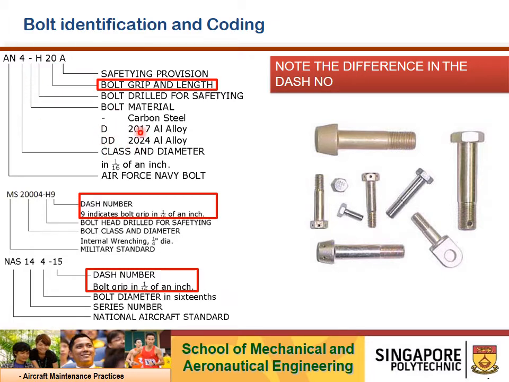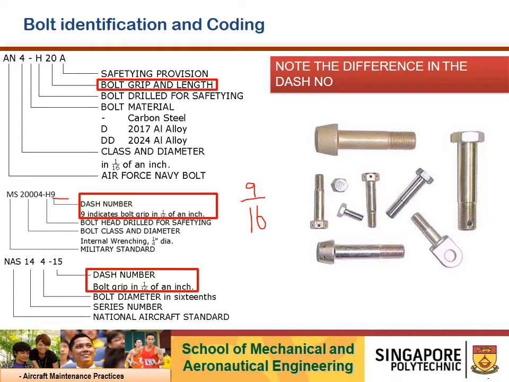Do take note of the dash, D, double D, and C, what do they represent for AN bolts? For MS bolt, Military Standard, as I mentioned earlier, the 4 represents a quarter, which is 4 over 16 diameter. H is the same thing, whether it's a drilled head for safety purposes. Then the last digit 9 represents the grip length of the particular MS bolt, with a denominator of 16. In this case, it's 9 over 16. And every next available length would be plus 1 over 16, which is 10 over 16, 2A.